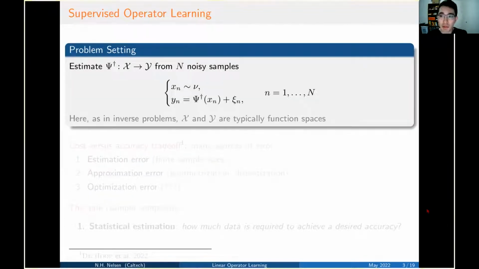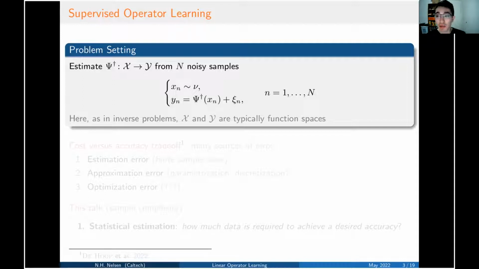So the supervised operator learning problem that I'm interested in, and that a lot of people, at least in my group at Caltech and Andrew Stewart, are interested in, take the following form. So there is some unknown mapping psi dagger here. It can be potentially a nonlinear map between an input space X and an output space Y. And these are generally infinite dimensional spaces. And you can view these, for the purposes of this talk, as spaces of functions.